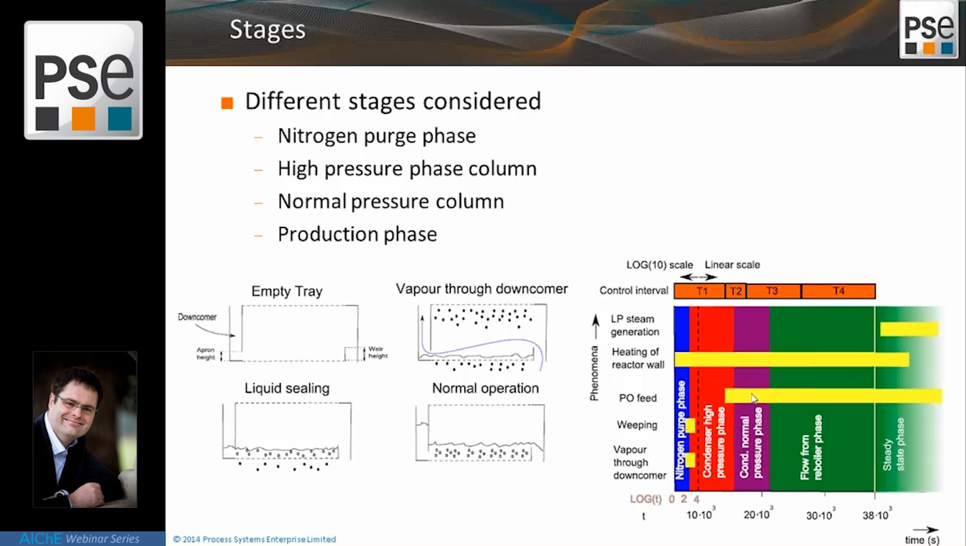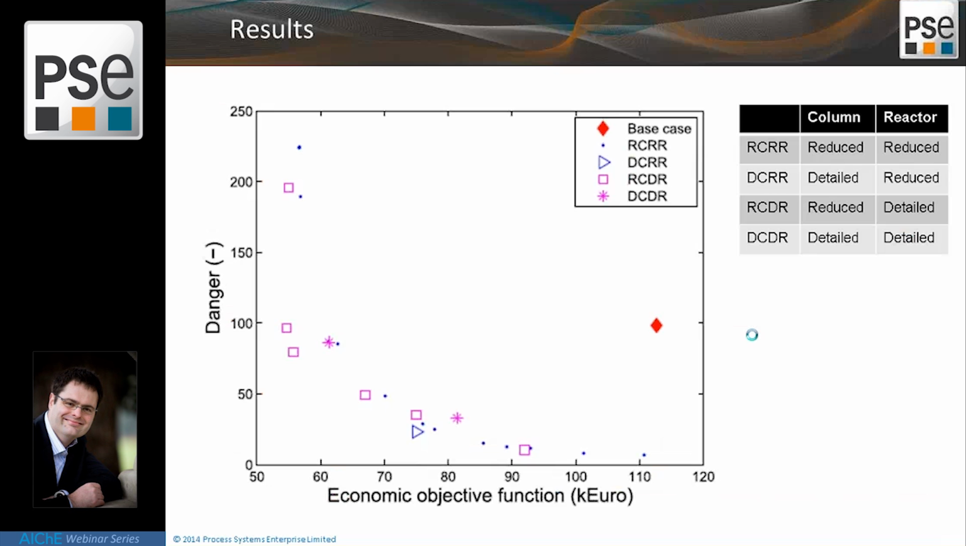Once the reactor was warm enough, we started feeding PO, indicated for the base case in this area, and at one point we start the flow from the reboiler, and once we are in the steady state phase, we started generating low pressure steam. So here we see a Pareto curve looking at the danger. In this case, this was the PO breakthrough, because that's a very dangerous component, versus an economic objective.